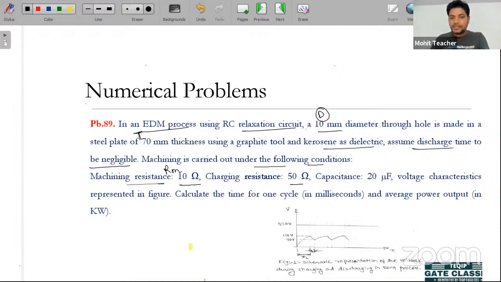The charging resistance Rc is given to you, that is 50 ohm, okay. The capacitance, the value of capital C, is given to you, that is 20 microfarad, okay. The voltage characteristics are represented in a figure. Calculate the time for one cycle in millisecond and average power output, okay.